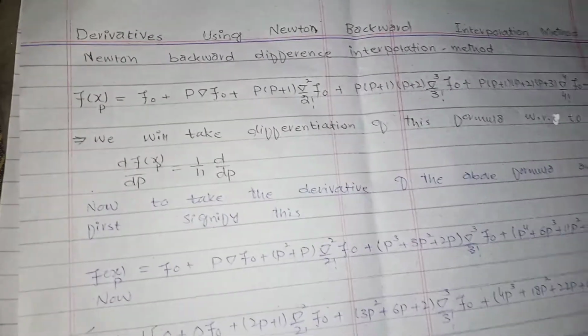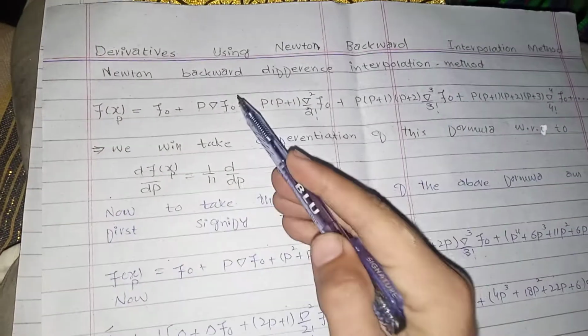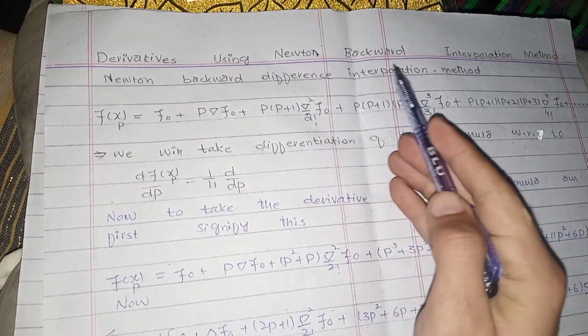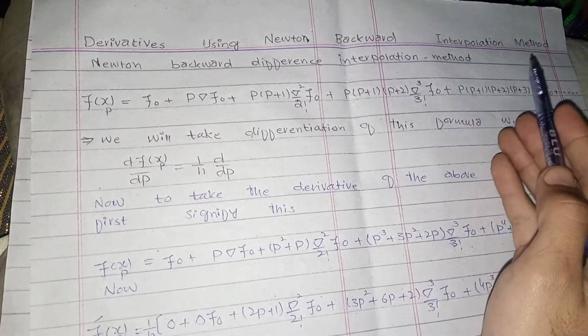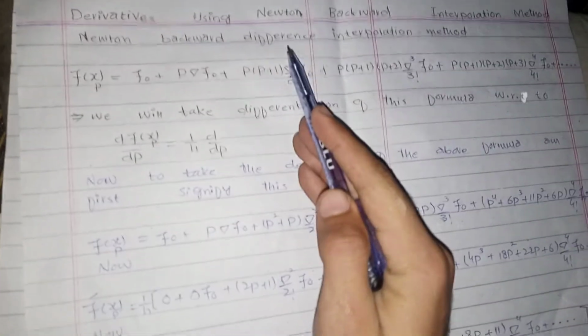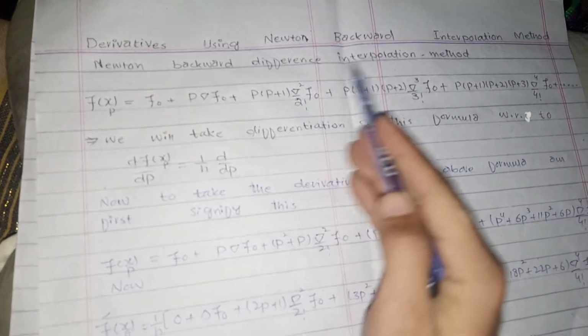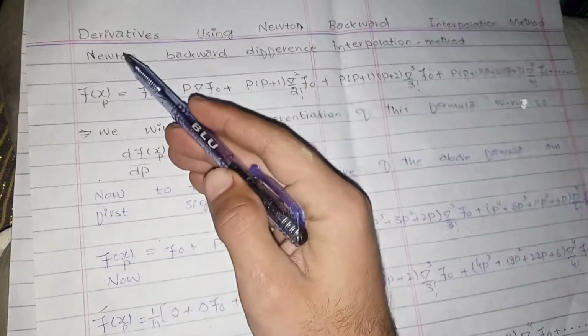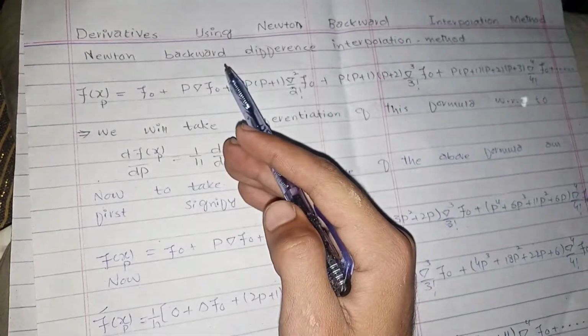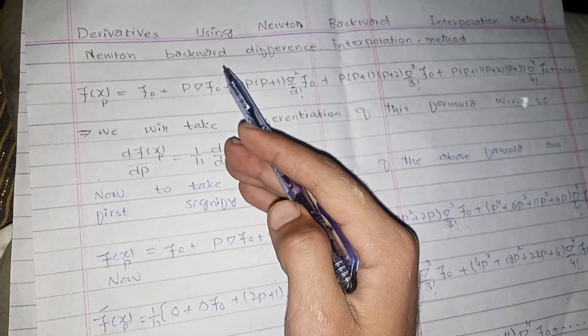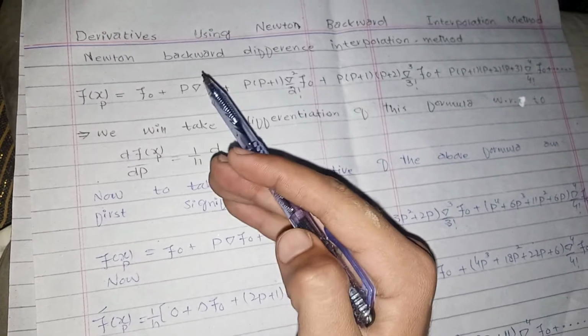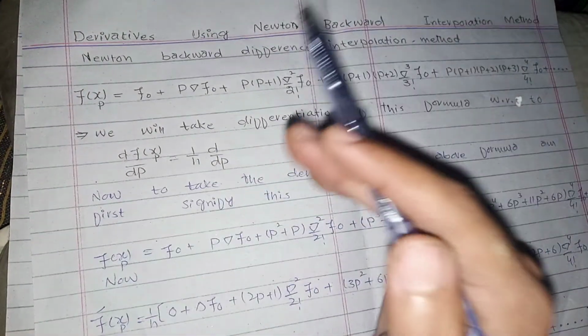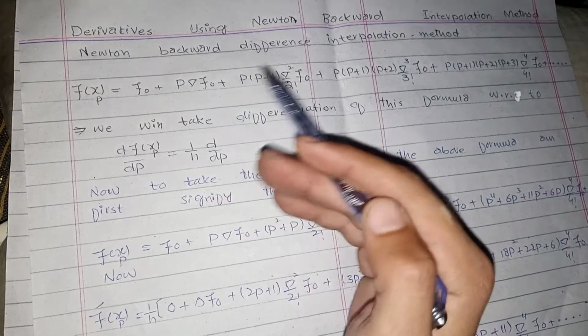Hello guys, today we are going to talk about the derivative using the Newton backward interpolation method. There are many methods in interpolation, but right now we are doing the derivatives of all these methods. Whenever we come across a situation where we need to find the derivative of that interpolation, what will we do?